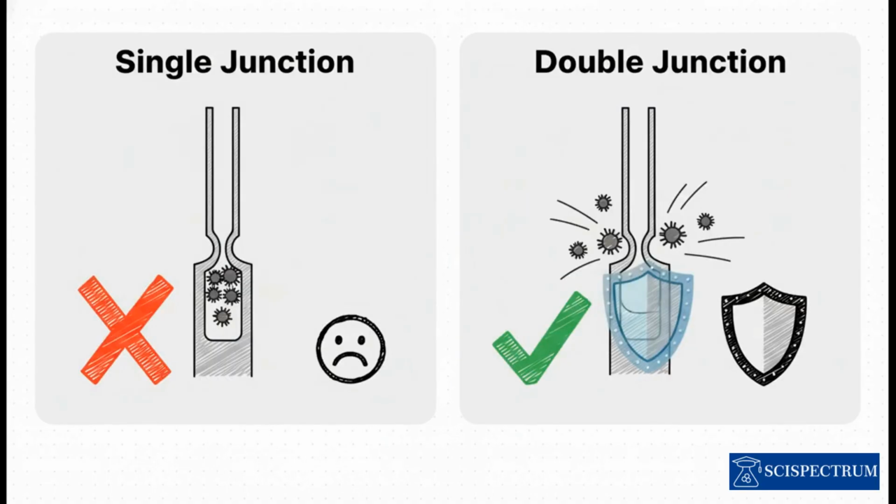Next up, the junction design. And this is critical. A single junction is totally fine for simple stuff, like tap water. But if you're measuring something with proteins, sulfides, or heavy metals, those things can actually react with the silver inside a single junction and just clog it right up. A double junction creates this protective barrier that prevents that kind of contamination.